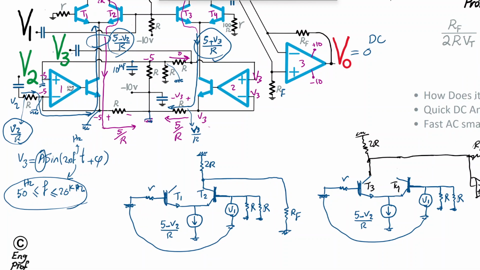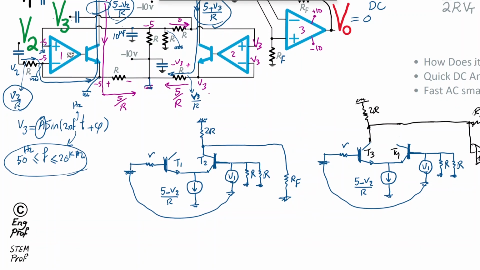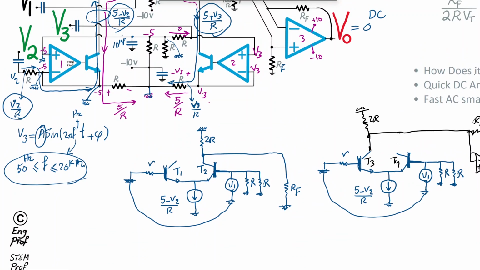Okay, so what can I do now? So it's not, and also the value of this current is not 5 minus V2, it's 5 plus, as we talked about, 5 plus V3 over R, 5 plus V3 over R. Okay, so now it's easier to see what is going on.